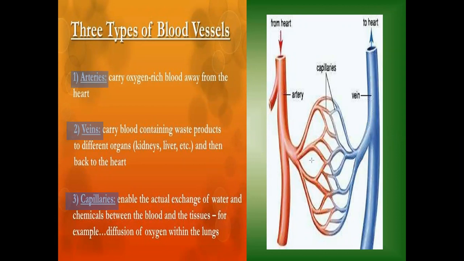And in between artery and vein, there is a network of fine, thread-like structures, that is called capillary. In this way, three types of blood vessels are there in our body.